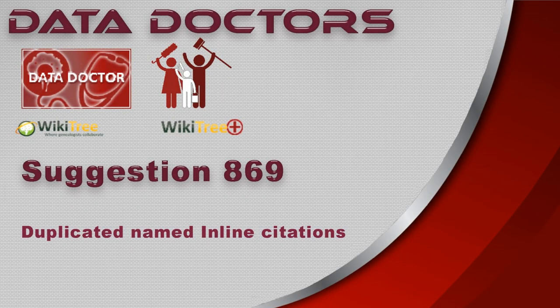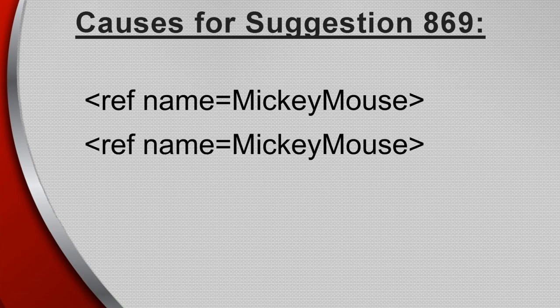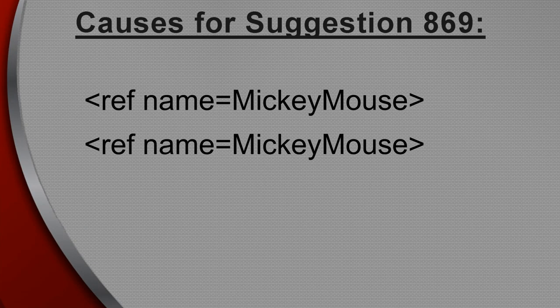Welcome to Data Doctor's video, suggestion 869, duplicated named inline citations. Suggestion 869 is triggered when two or more inline references have the same name. This leads to a redundant sources section.